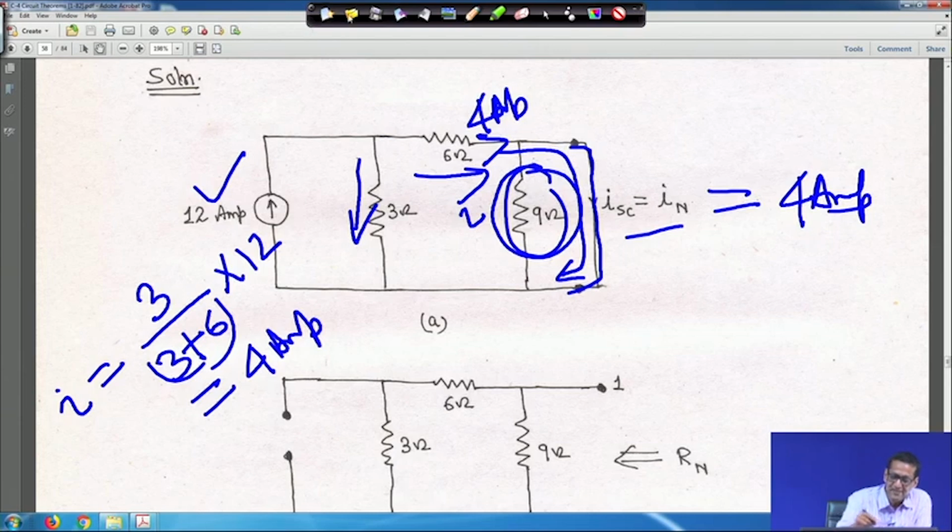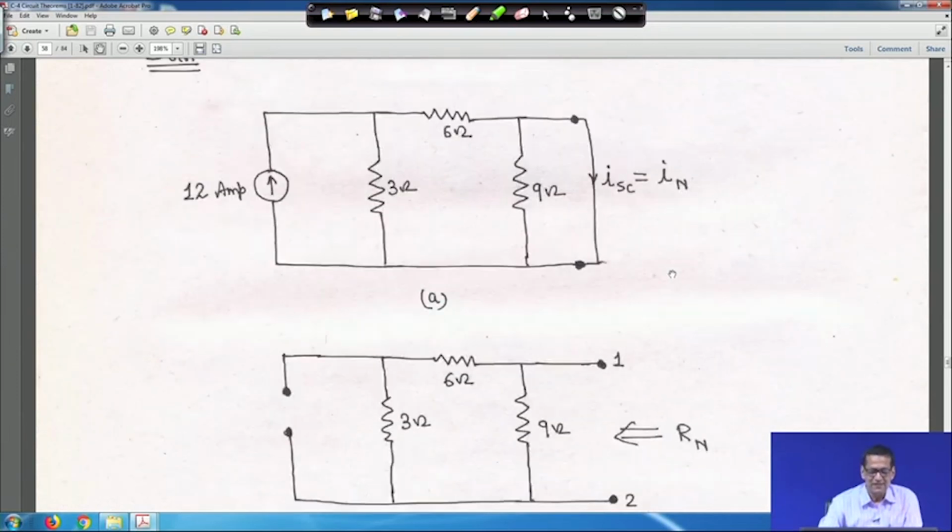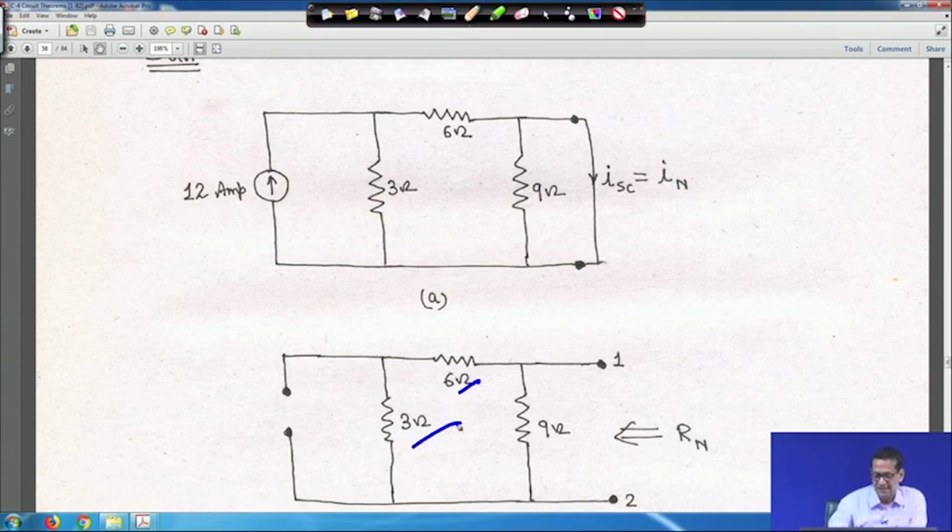Next, Rn, or R Norton, is equal to R Thevenin, same thing. This current source is an independent current source, so turn it off, and it will be open circuit. You have to find Rn between your 1 and 2. So, this 6 and 3, if you look into that, this is open, so 6 and 3 are in series. So, 9 and 9 are in parallel.